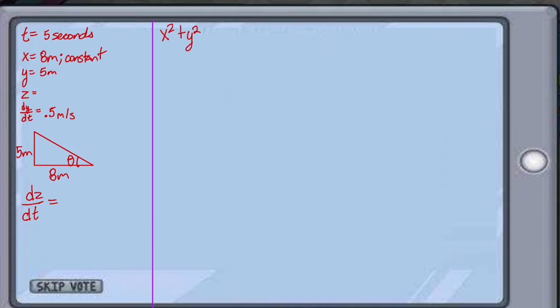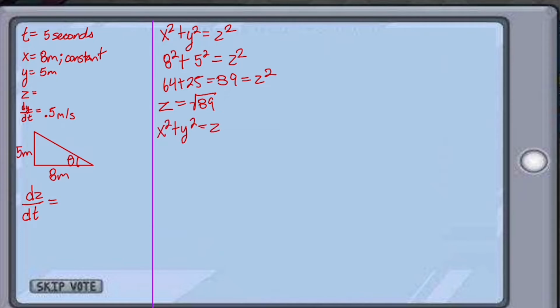Okay, so for this problem, we have to find dz over dt. Since this is a right triangle, we have to use the Pythagorean theorem, which is a squared plus b squared equals c squared, or in this case, x squared plus y squared equals z squared. So we plug in our values, and we get 8 squared plus 5 squared equals z squared, or 64 plus 25 equals z squared, and so 89 equals z squared.